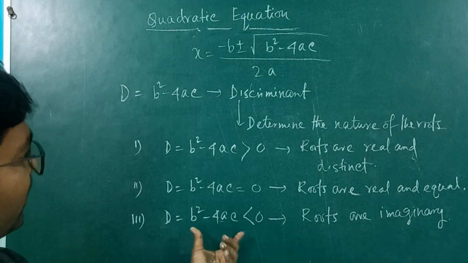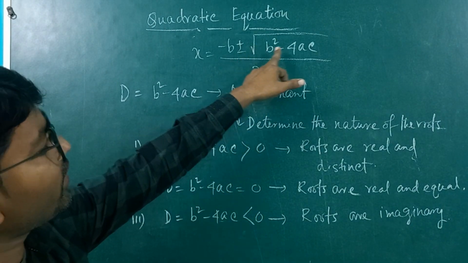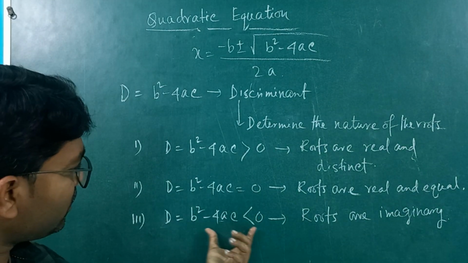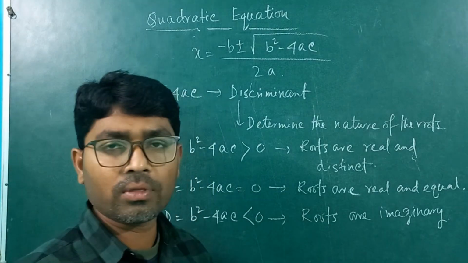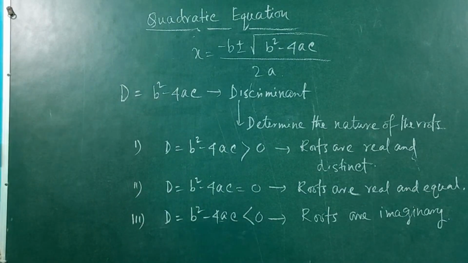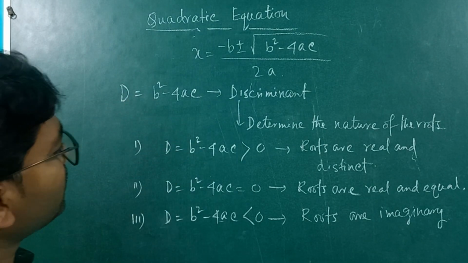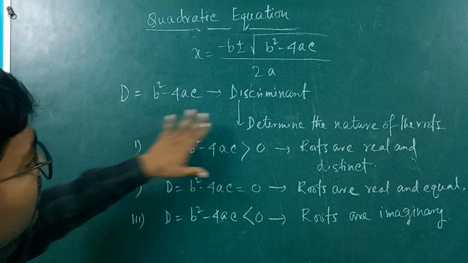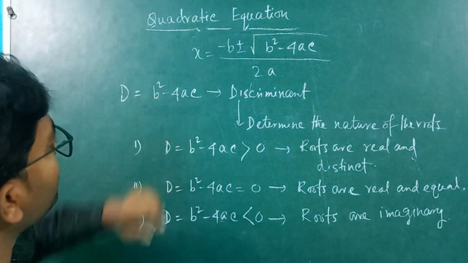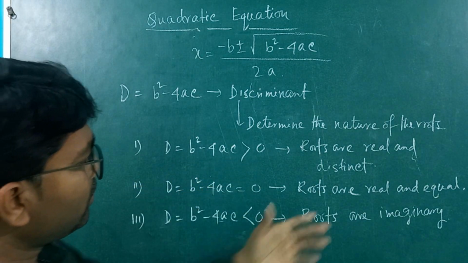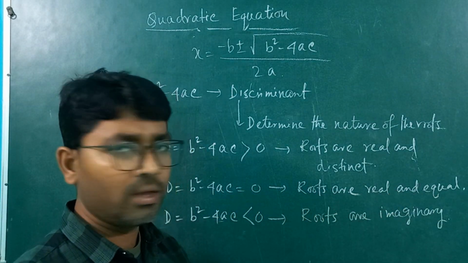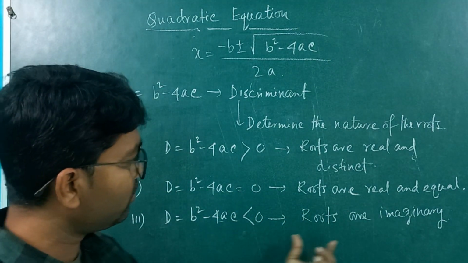You see, when this one is negative, this is the square root of a negative number, which is not possible in real numbers. So when b square minus 4ac is negative, you can't get the roots of the equation in real numbers. The roots become imaginary. So these are the three conditions, b square minus 4ac, where we can understand the nature of the roots without calculating the roots. Just calculate b square minus 4ac: when it is greater than 0, the roots are real and distinct. When it is 0, the roots are real and equal, and when it is less than 0, the roots are imaginary.